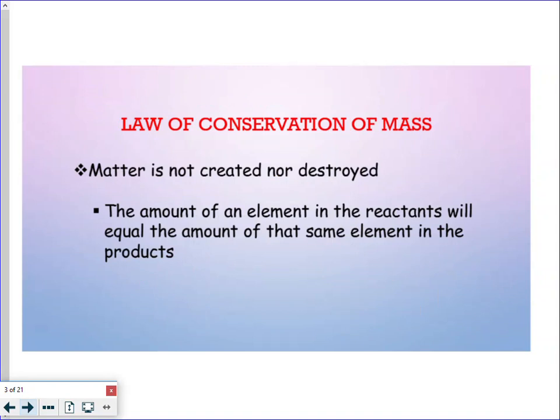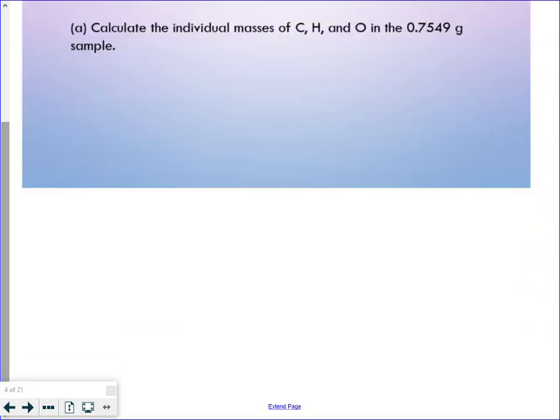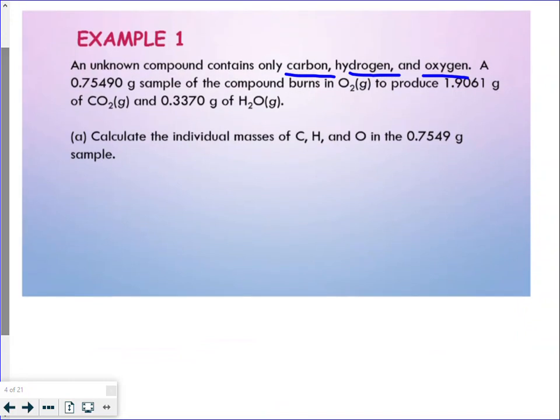So our first example here: an unknown compound contains only carbon, hydrogen, and oxygen. This is on your packet, so we're going to be starting there. It gives us a gram sample amount to work with of the compound burning in oxygen to produce this amount of carbon dioxide and this amount of water. You're going to calculate the individual masses of the carbon, the hydrogen, and the oxygen.